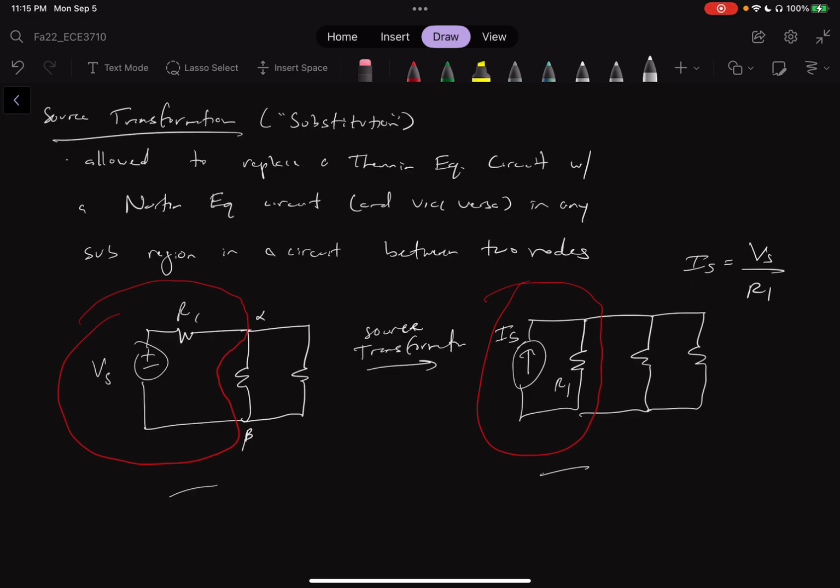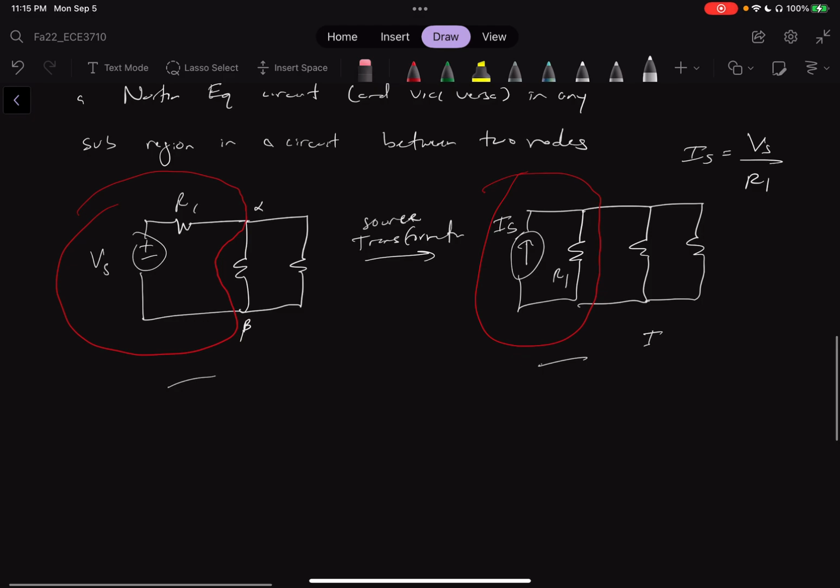Why? Because this is very synonymous to Isc is equal to V Thevenin divided by R Thevenin. Where on the left hand side, one can argue that Vs was equal to V Thevenin, R1 was equal to R Thevenin. Using source transformation, I was able to replace this voltage source that was in series with R1 with a current source in parallel with a resistor, as what a Norton equivalent circuit is, right? So Is is equal to Vs divided by R1 because it's synonymous to Isc, which is equal to V Thevenin divided by R Thevenin.